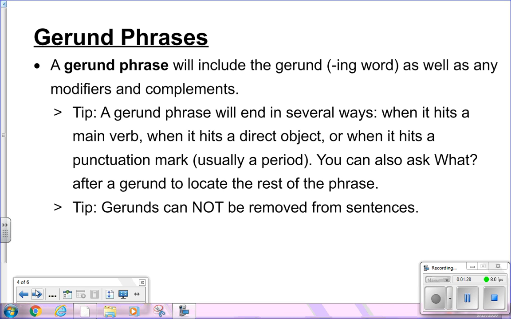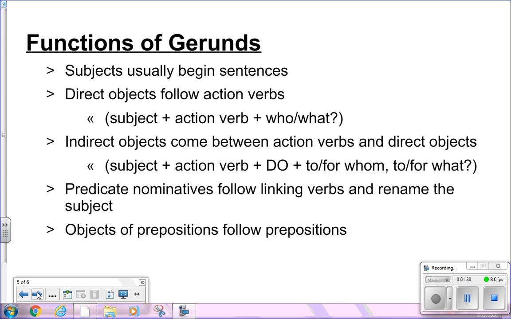Also, gerunds are the verbal phrase that cannot be removed from sentences. Because they are nouns, if you remove them from a sentence, the sentence won't make sense anymore. Now, the functions of gerunds: we need to review the 5 different ways that nouns behave in order to understand how our gerunds behave. Subjects begin sentences. So if you see an ing verb at the beginning of the sentence, locate the rest of the phrase. It's going to end at the main verb. That is the subject of the sentence.